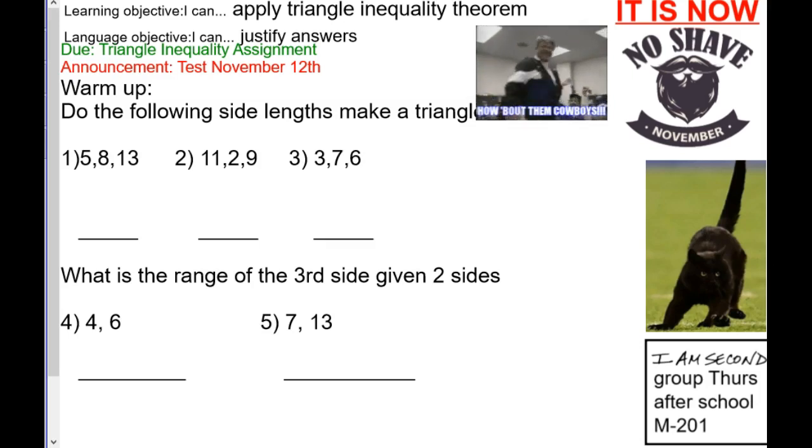I know we've already gone over this, but let's talk about it real quick. On number 1 through 3, you add up the two smaller numbers, and they need to be bigger than the other side to be a triangle. So let's do this.